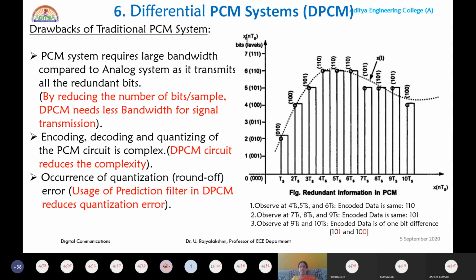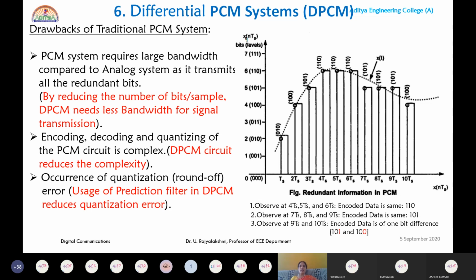Similarly, at 4TS, 5TS and 6TS, you have a magnitude of 6, because an analog signal is a continuously varying signal. There will be a gradual change in the magnitude, not an abrupt change as in the case of a digital signal, where the magnitude abruptly changes from 0 to 1 or from 1 to 0. Here, because the message signal is continuous, its amplitude changes gradually from instant to instant. There will not be a drastic change.